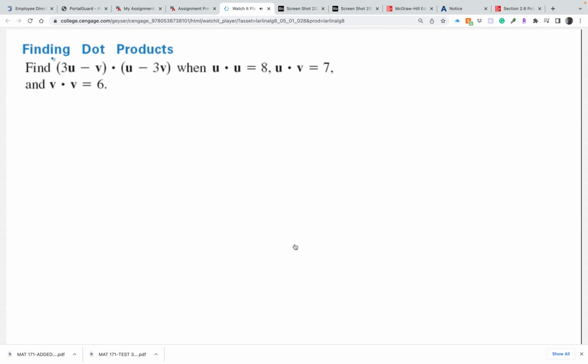Finding dot products. Find the dot product of the quantity 3u minus v and the quantity u minus 3v when u dotted with u is equal to 8, u dotted with v is equal to 7, and v dotted with v is equal to 6.